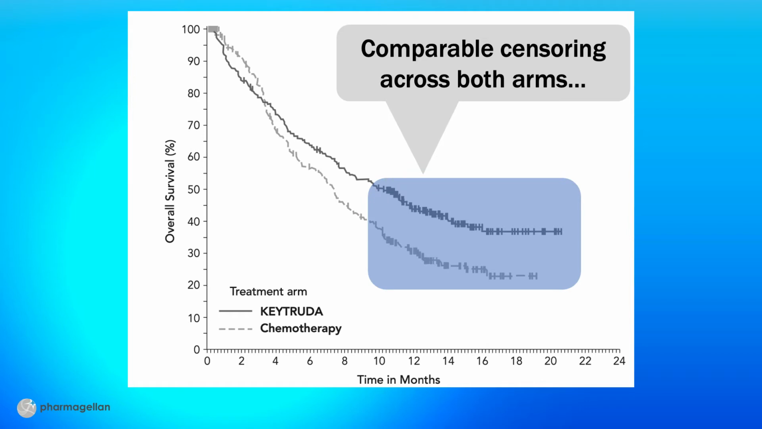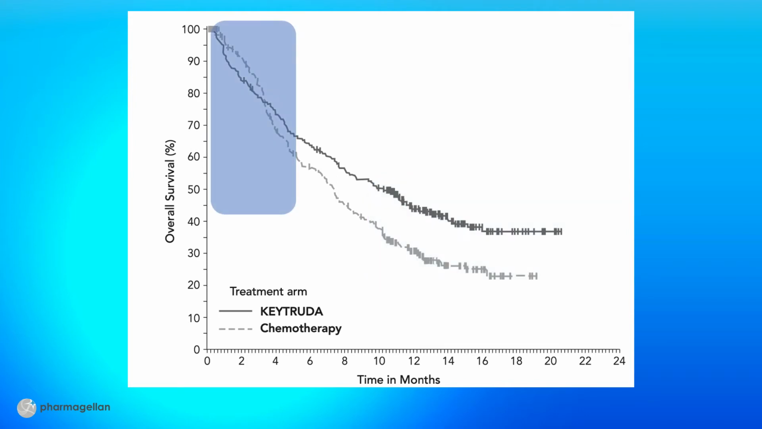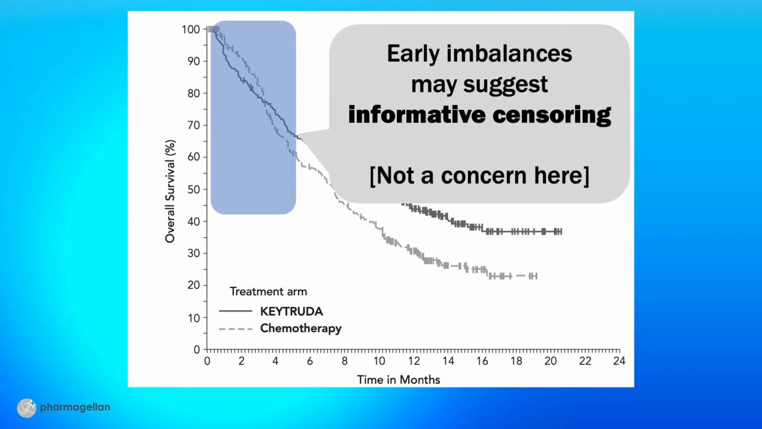There will always be subtle differences in the number of censored events between the arms, especially at later time points. But, as I just said, almost all of these late censoring events are administrative ones that happen at the end of the trial and are just not very interesting. On the other hand, if there's a major imbalance, especially toward the left-hand side of the curve, you might worry about informative censoring. We'll talk more about that in the next video when we discuss red flags.